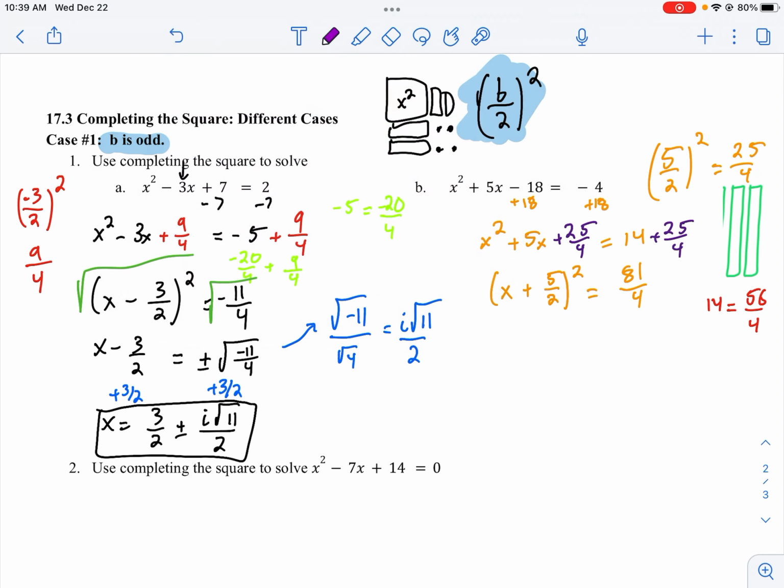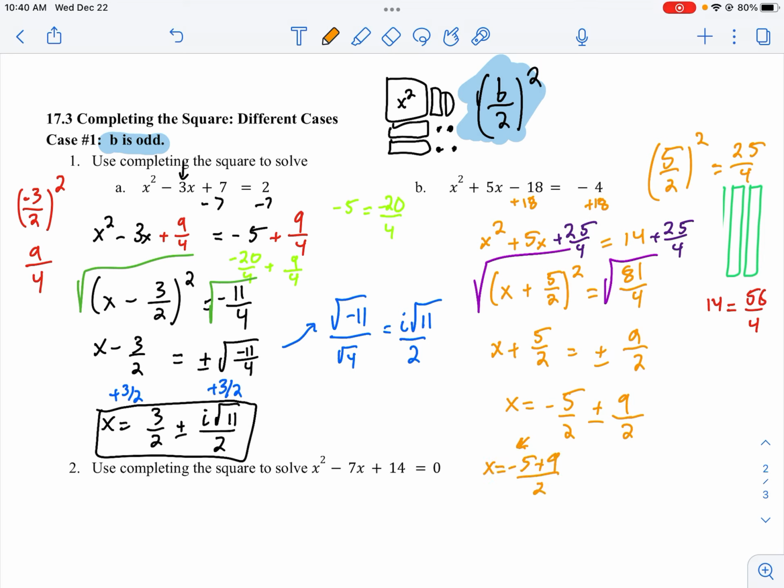Now this is going to work out really nicely. I take the square root of both sides. So we get x plus 5 over 2 equals plus or minus the square root of 81, which is a perfect square, that's 9. The square root of 4 is a perfect square, that's 2. So we get plus or minus 9 over 2. And then when we finish our problem, we get negative 5 over 2 plus or minus 9 over 2. And we're actually going to get whole number answers here for both of them, I believe.